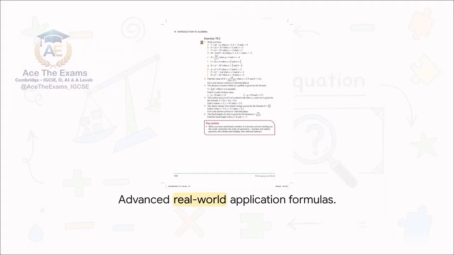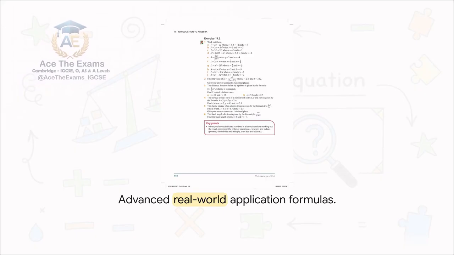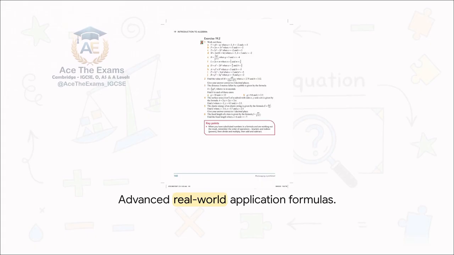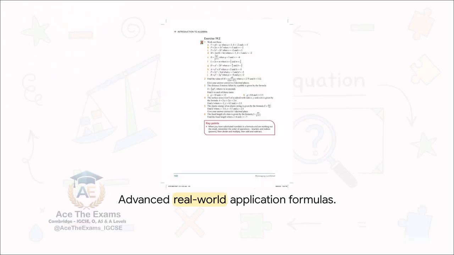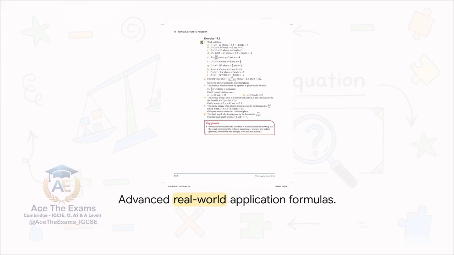Luckily, we have that exact tool right here. The formula is s equals 1/2 gt squared. If gravity, g, is 10, and our time, t, is 12 seconds, we literally just substitute those values right in. We square the 12 to get 144, multiply that by 10 to get 1440, and then divide by 2, which gives us exactly 720 meters. It's like magic, but it's just math.